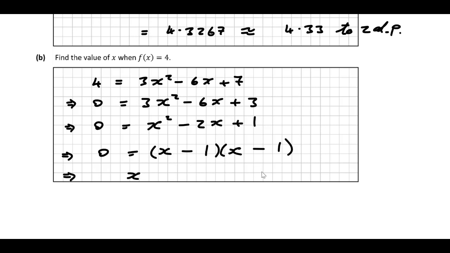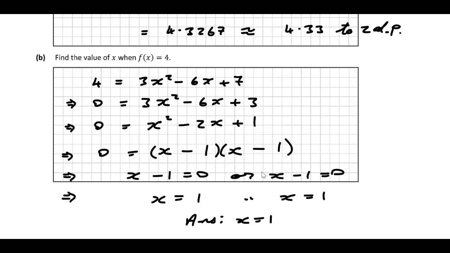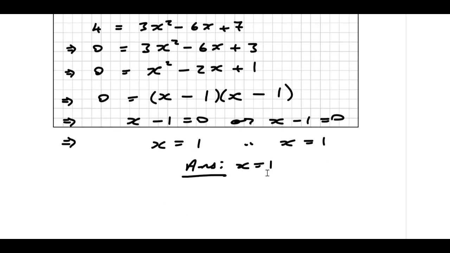So that means then that x minus 1 is equal to 0 or x minus 1 is equal to 0. So we're going to get the same answer here in both cases. X is equal to 1 or x is equal to 1. Now it says up here, find the value of x. So our answer then is x is equal to 1. Okay, so that's part B.